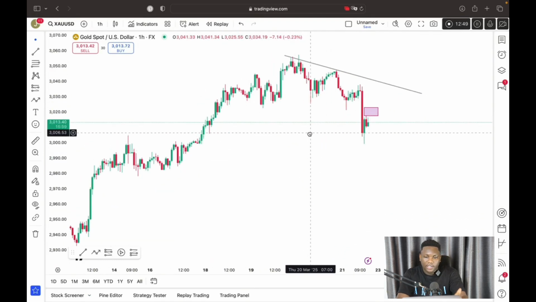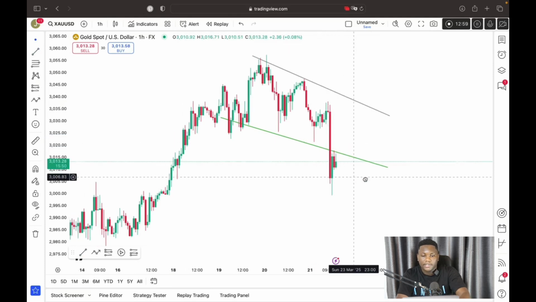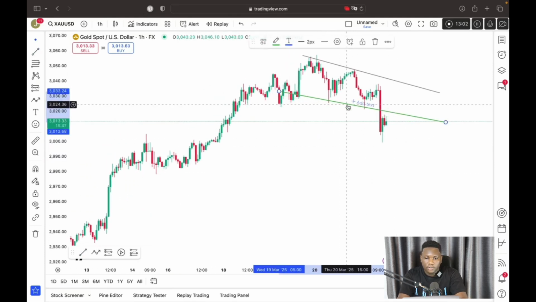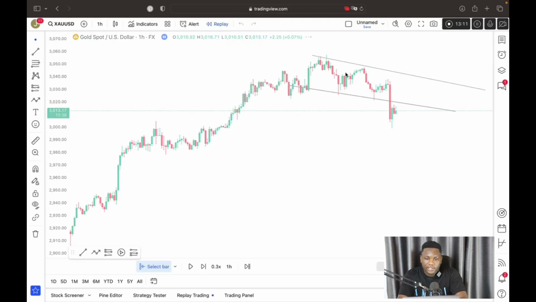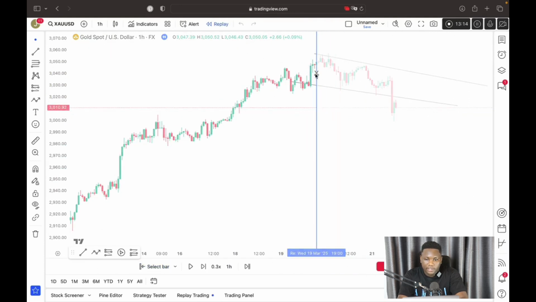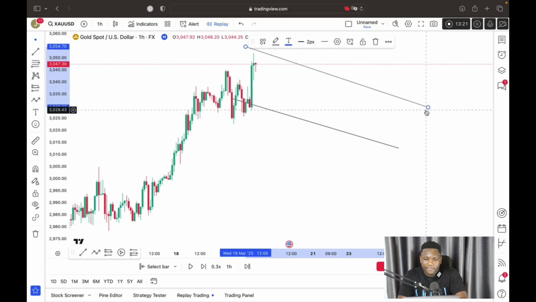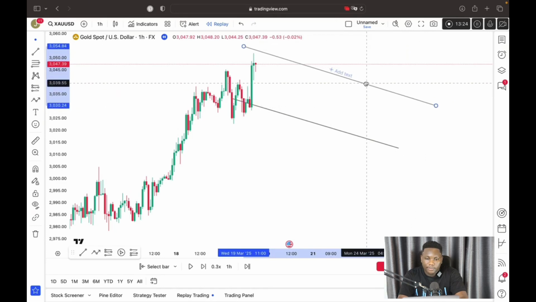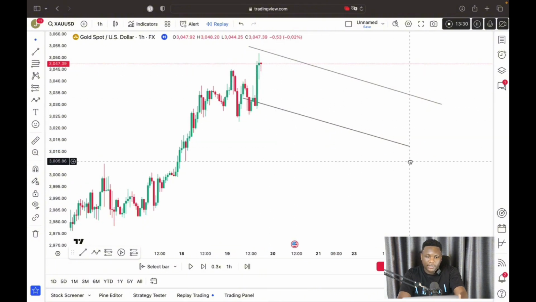So I can see gold is in the bearish trend. I can just put my support level in these zones here. Let's make it which color? Gray. We are seeing it in the bearish trend, as I told you. So we have our support level here. This is the support, this is the resistance. So gold is going in the bearish trend. That's what we call the downtrend.